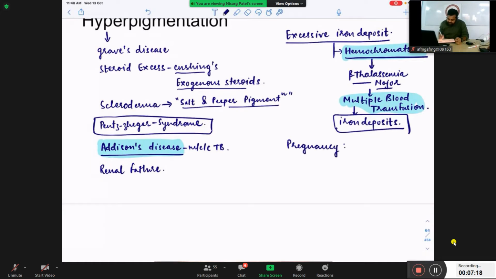In pregnancy, because of excess hormone, because of the increased steroid during pregnancy, the patient will develop cloasma.